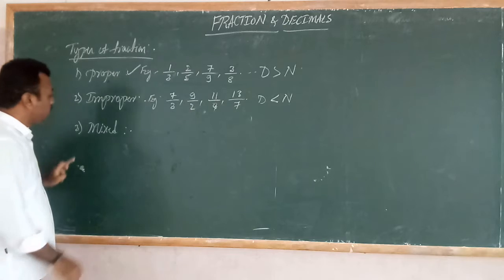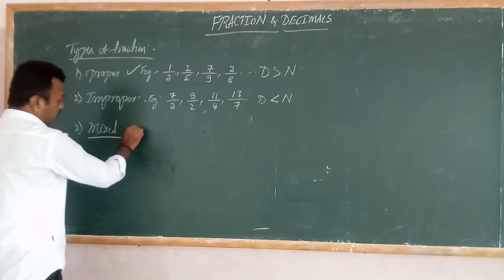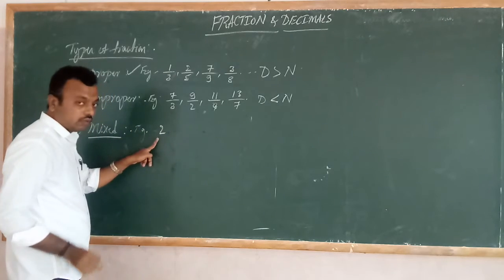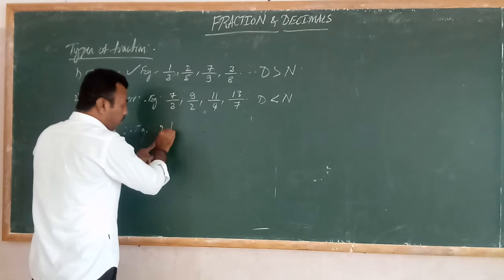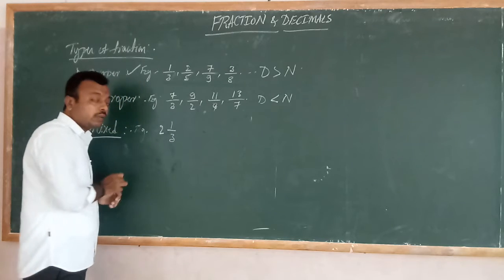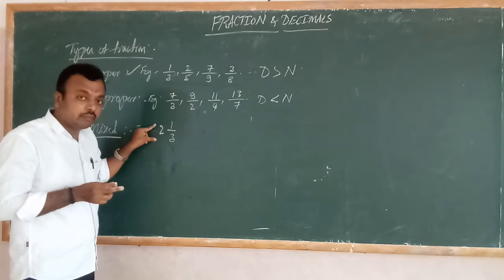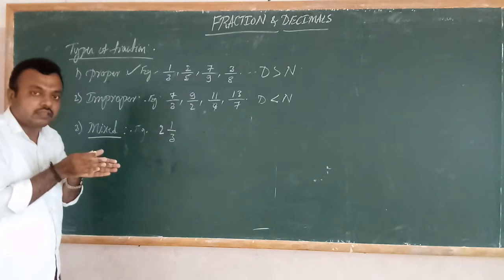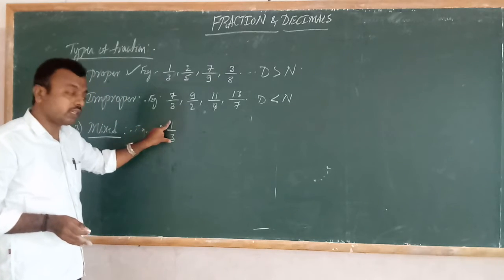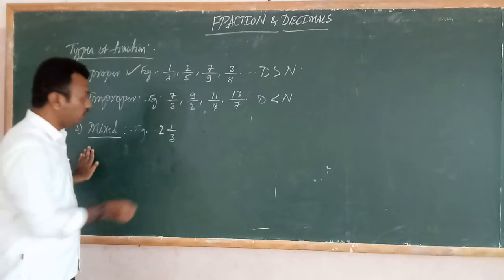So next one, mixed fractions. What do you mean by mixed fractions? Very simple. First I will give an example. See, 2 is a whole number. Is it right? And 1 by 3. 2 is a whole number and 1 by 3 is what? Which type of fraction? Yes, 1 by 3 is a proper fraction and 2 is a whole number. Mixed means I will mix 2 terms. What are the 2 terms? One is a whole number, another is a proper fraction. Then this type of fraction is called a mixed fraction. I will give another example.